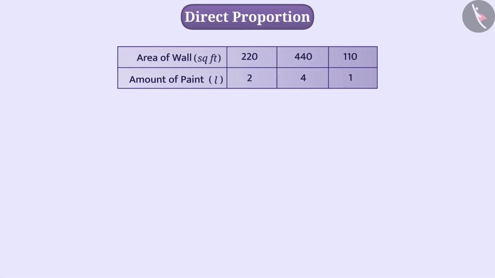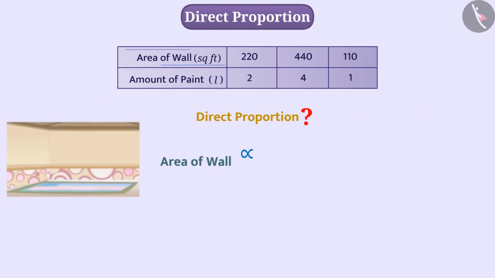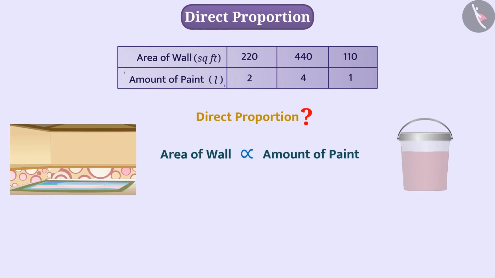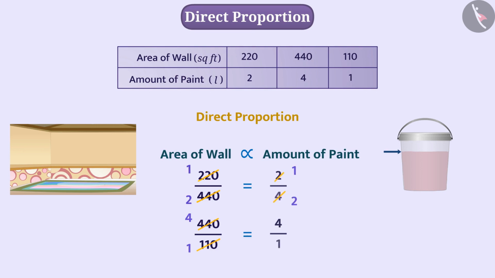Now tell me, is there direct proportion between the area of the wall and the amount of paint required to paint it? Think. Yes, we need the quantity of color according to the area of the wall. That is, the ratio by which the area will increase or decrease, the amount of color will also increase or decrease by the same ratio. Therefore, the area of the wall and the required amount of paint are also directly proportional.